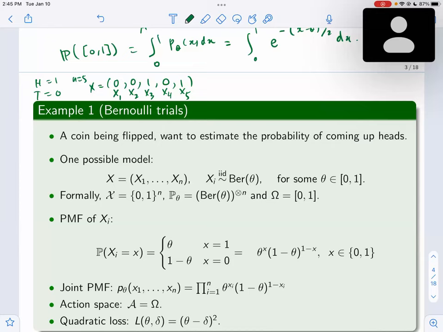How do I specify p theta? The way I'm going to specify it is by saying that each one of these xi's is a Bernoulli random variable, with probability theta, and they're IID. If I specify something like this, I'm implicitly specifying the entire distribution of that vector. So, what is a Bernoulli theta variable?